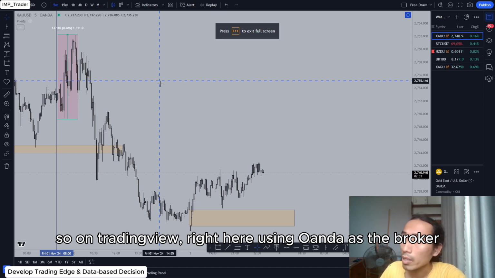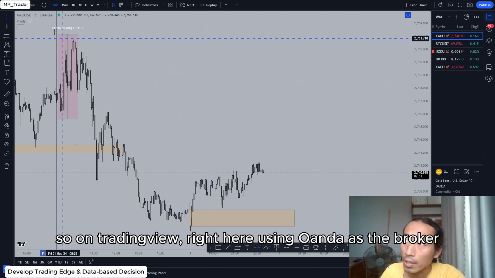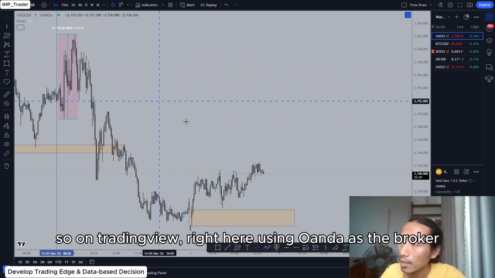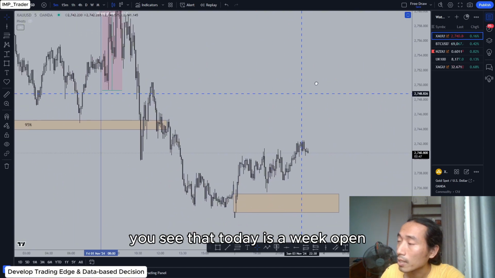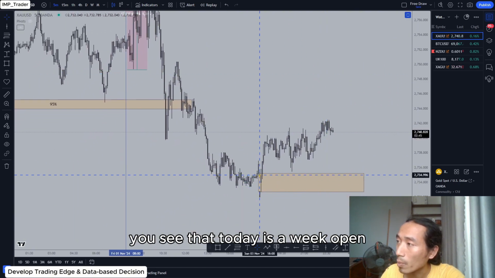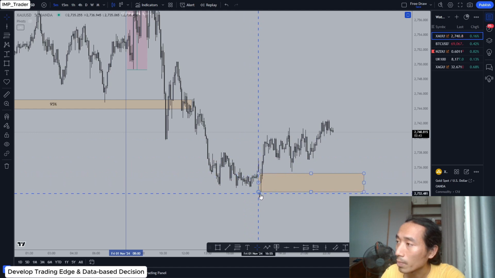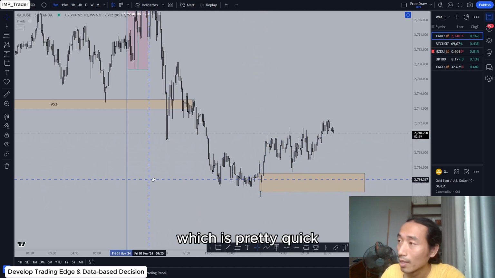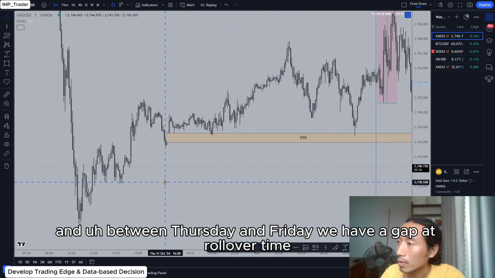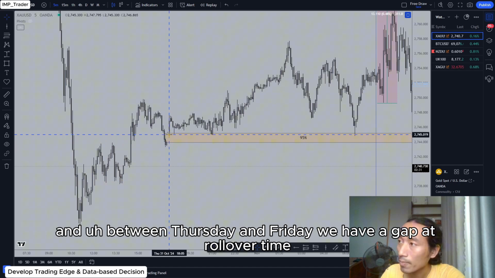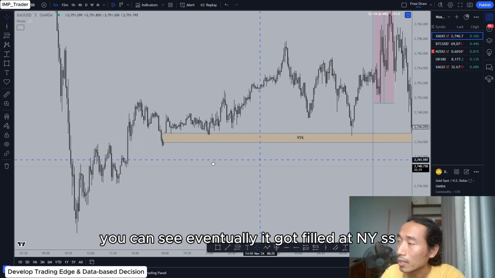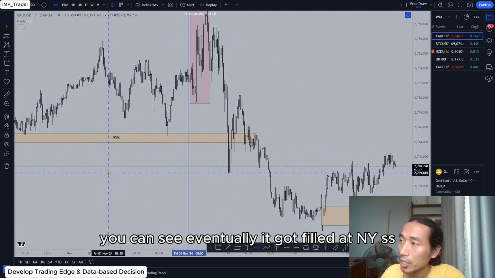So on our TradingView right here, using OANDA as the broker, you see that today is a week open and we have a gap down. Price actually filled up on the next candle, which is pretty quick. And between Thursday and Friday, we have a gap at around overtime. You can see eventually it filled in the New York session.